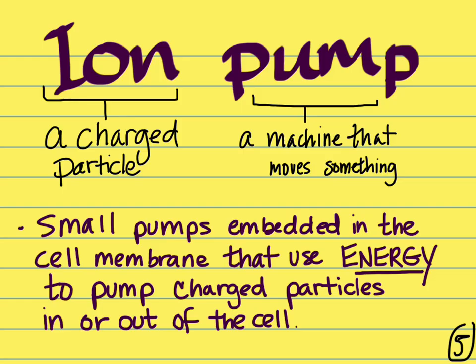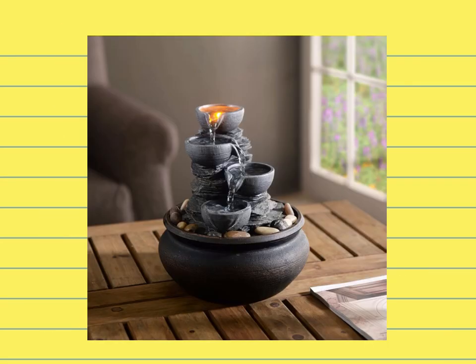And since we're using energy, that's right, it's a form of active transport, which means we can actually pump things which direction on the concentration gradient? Uphill. So think about this little fountain. The water trickles down from the top bowl with no help from anybody. It's just gravity. How does it get back up to the top? There's a pump, and that's why you have to plug it in. The pump uses energy to pump liquids to the top of the hill so that they can fall back down.